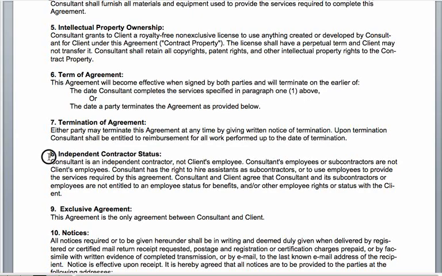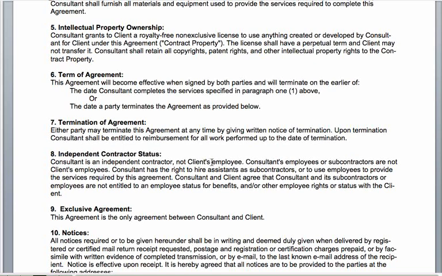Independent contractor status. What that addresses is whether you are an employee or an independent contractor to the client. And generally speaking, well, not generally speaking, you would be an independent contractor, not the client's employee. And you can use this additional wording here as well.